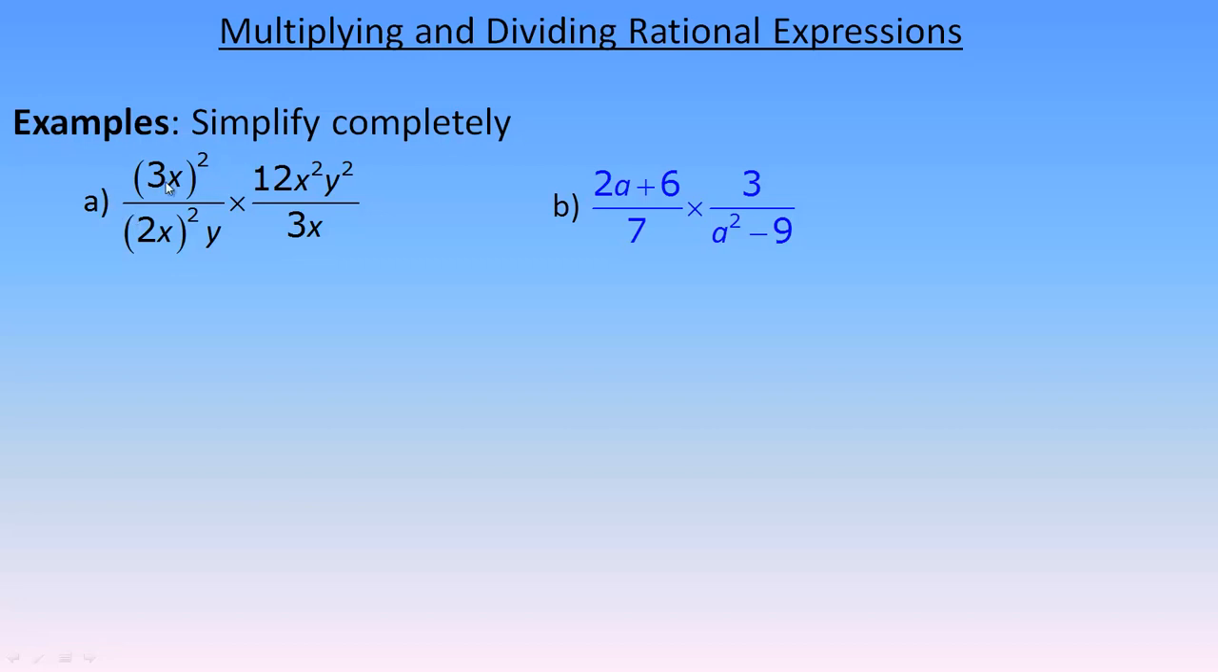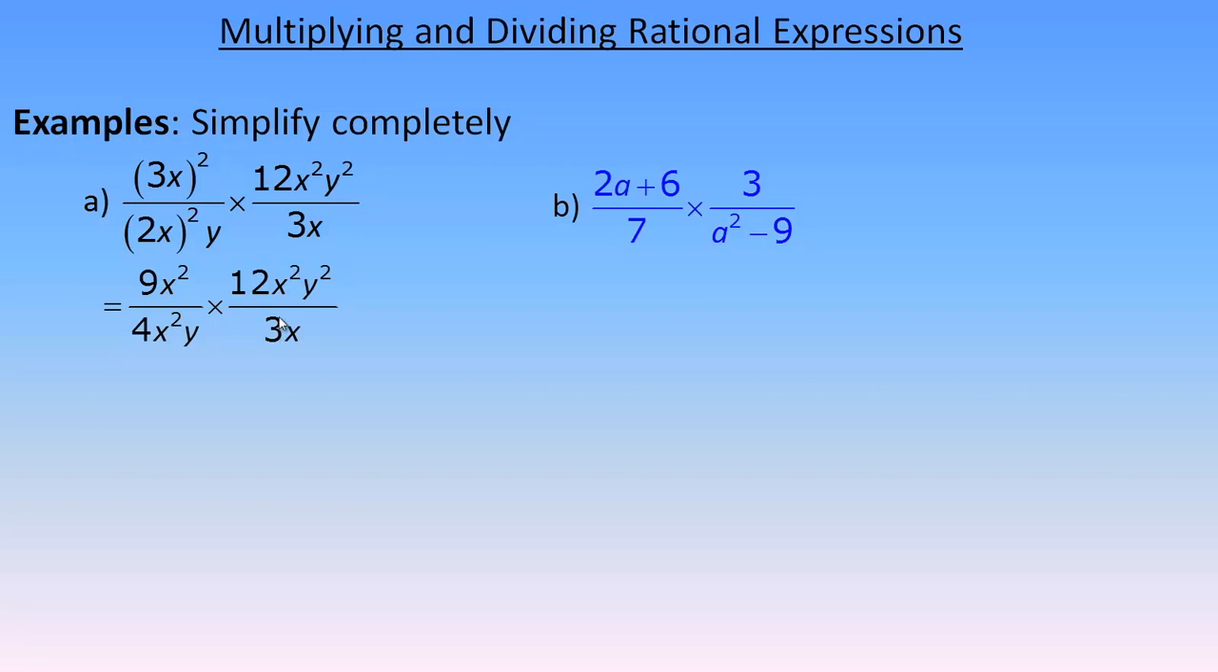If you have something that's squared or cubed, it'd be a good idea to evaluate those powers first. So if I square 3x, 3 squared is 9, x squared is x squared. And then in the denominator, 2 squared is 4, and x squared is x squared. A common mistake here is to forget to square the 3 and the 2, and just write 3x squared and 4x squared, but everything in the brackets gets squared. Nothing to evaluate here: 12x squared y squared, and the 3x in the denominator.